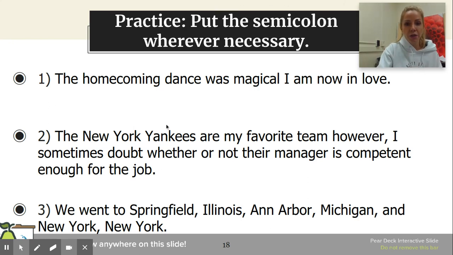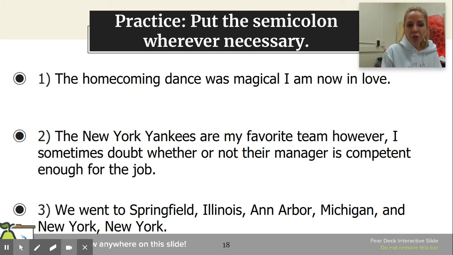All right, so hopefully you guys were able to put the semicolon after magical in the first sentence. So the homecoming dance was magical. That's my first independent clause. I am now in love. That's my second independent clause. Now, because I is always capitalized, if a word is supposed to be capitalized after a semicolon, you keep that, right? So proper nouns, proper pronouns like I, you wouldn't lowercase it. I just keep it, okay?